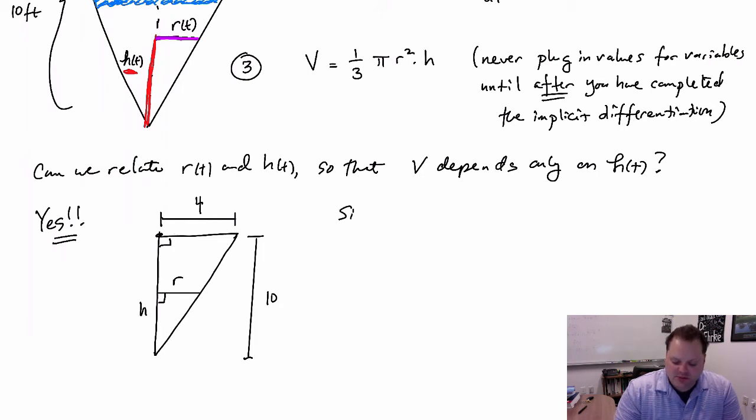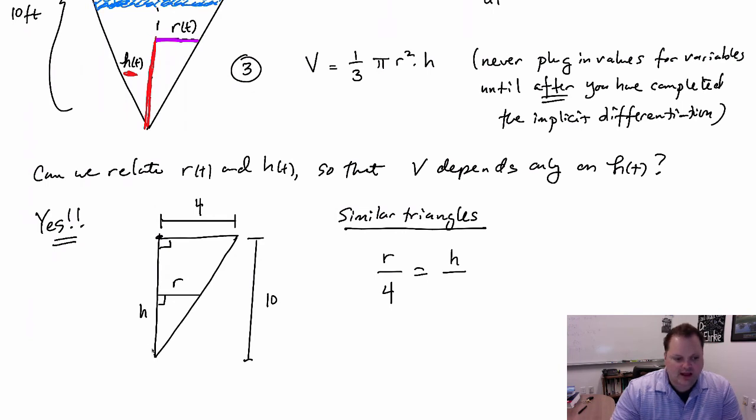This is something called similar triangles. I don't know if you recall this from geometry or not, but this is set up perfectly for a similar triangles relationship. So similar triangles states that the base of the little triangle over the base of the larger triangle, the ratio of these, is equal to the height of the little triangle over the height of the bigger triangle.